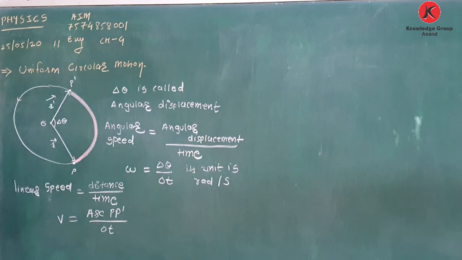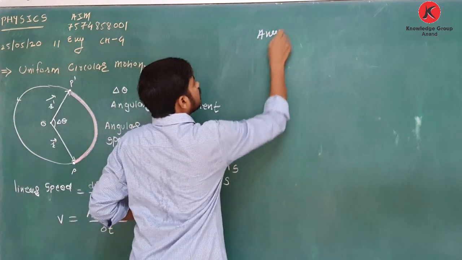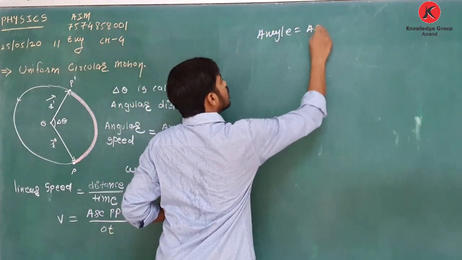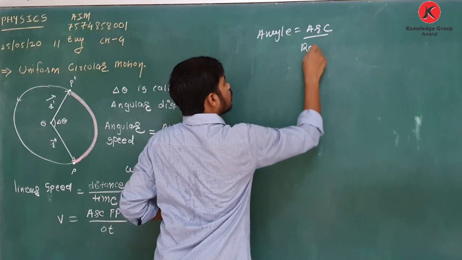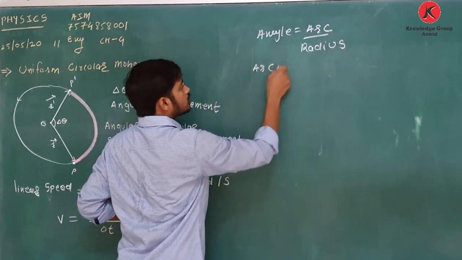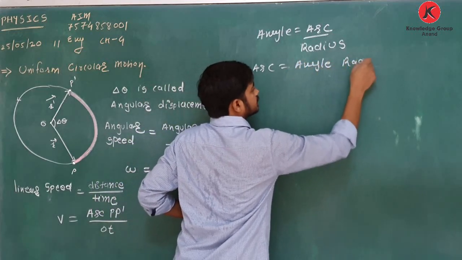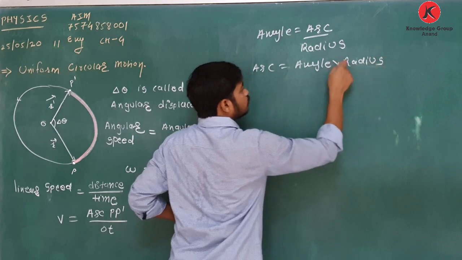What is plane angle? Plane angle is equal to arc upon radius. Yes, I can write it like this: angle is equal to arc upon radius. Then what is arc? Arc is equal to angle into radius.